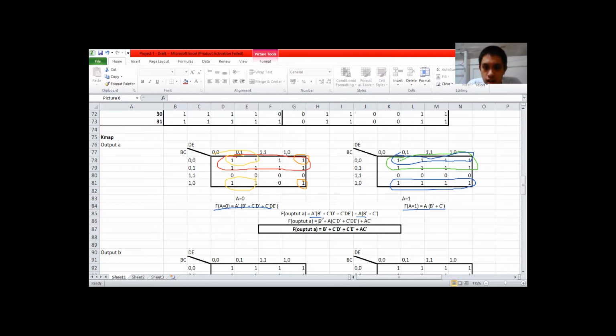Therefore, this is the logic function. However, this function can still be simplified by applying the simplification theorem. Therefore, we are left with B prime or C prime D prime or C prime E prime or A C prime, which is the logic function for the output A.